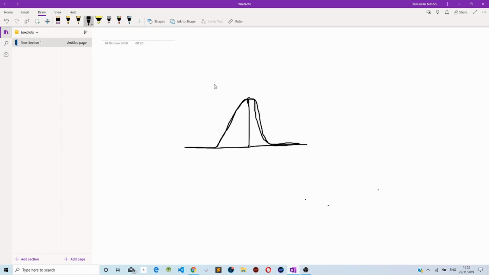In a symmetric distribution, the y-axis represents the frequency, and then the x-axis represents values. So let's say we have a range of values. So here, this is the mean. This is the mean in a symmetric distribution.